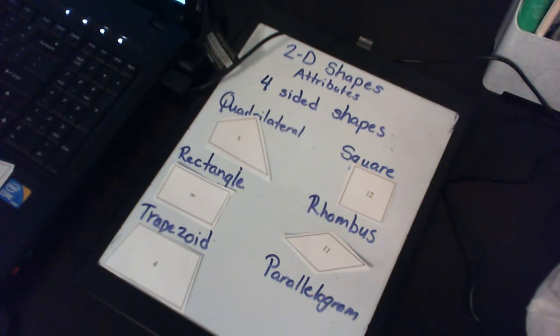Finally, that moves us to our parallelogram. Our parallelogram has four sides, four corners. The opposite sides are congruent, which means the same length. The opposite angles are also congruent. There are no right angles in a parallelogram. It doesn't have to have a line of symmetry. And opposite angles are congruent.